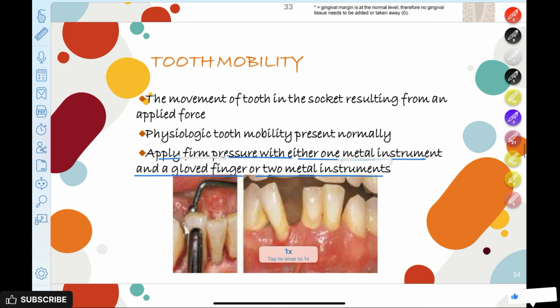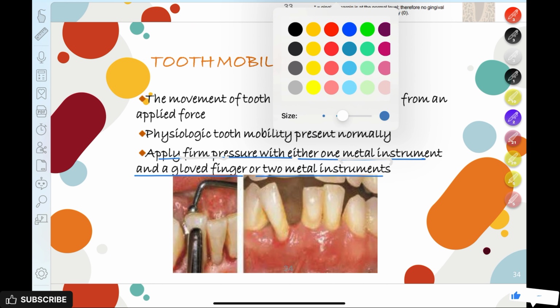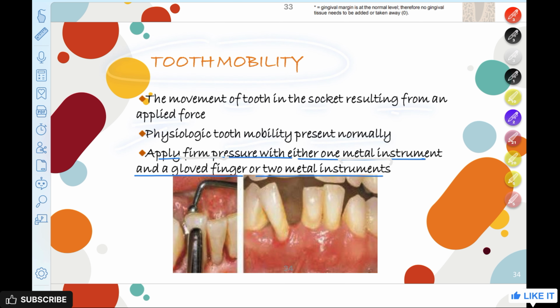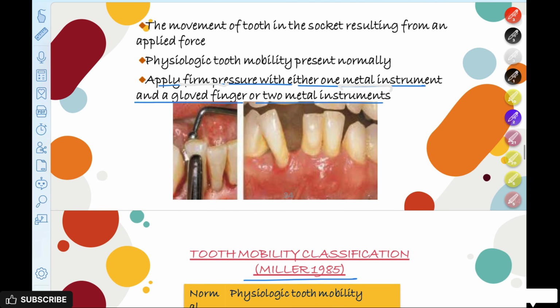Next, the feature we have to see is tooth mobility. Tooth mobility is the movement of the tooth in the socket resulting from an applied force. Physiologic tooth mobility is present normally; there is some amount of mobility present physiologically. How to check the mobility? Apply firm pressure with either two metal instruments or one metal instrument and a gloved finger.